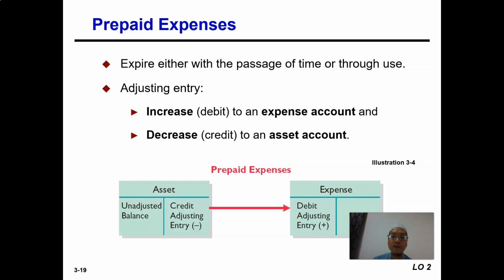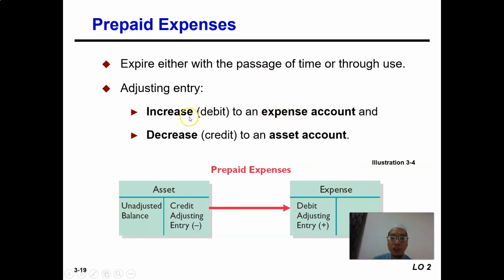But after the passage of time, after 12 months is up, you have used up the time period of the insurance, then you need to do the adjusting entry, which is to debit an expense account. Previously you had not recorded it as an expense, but after the time period has passed, you need to record it as an expense.